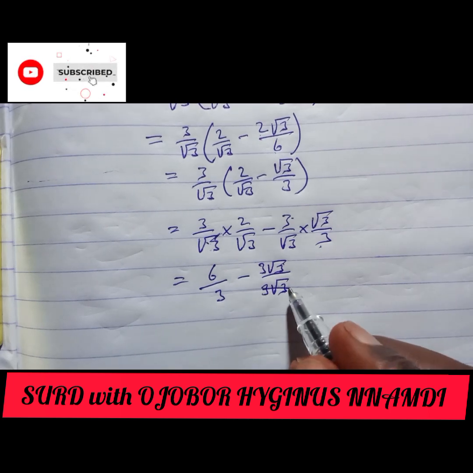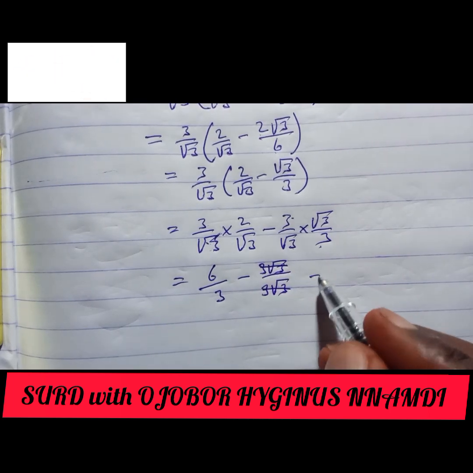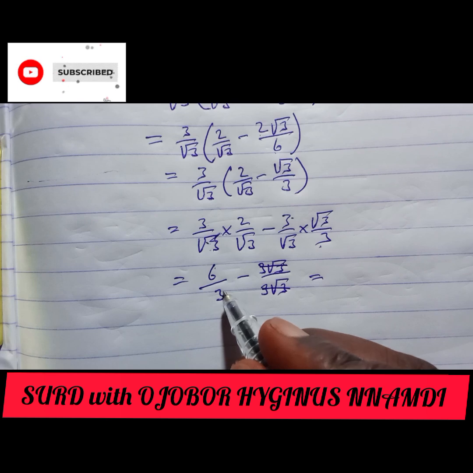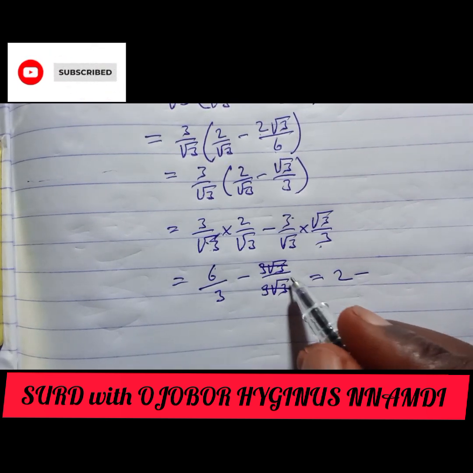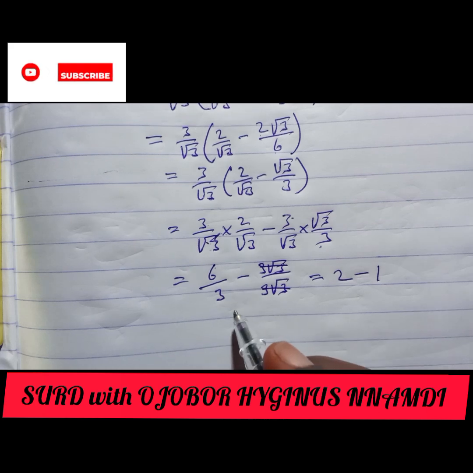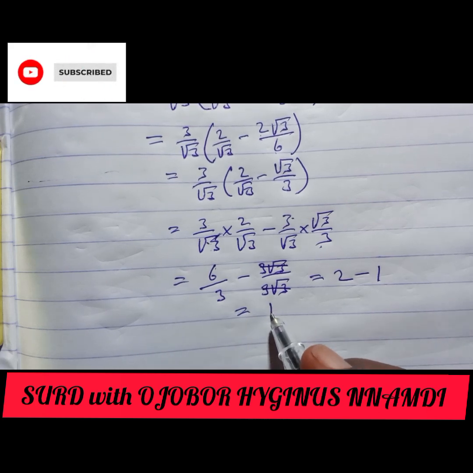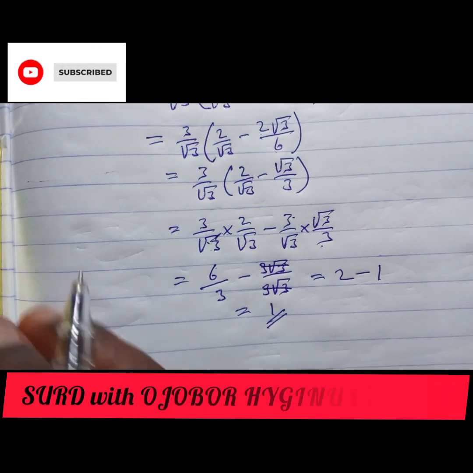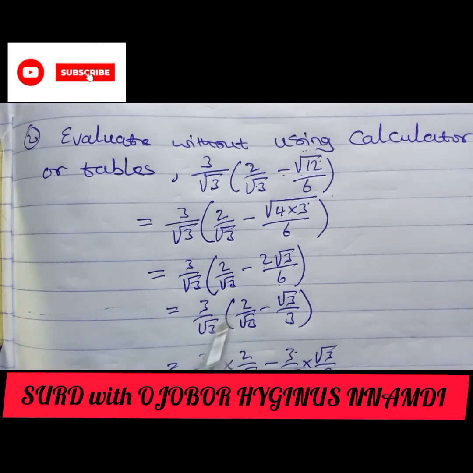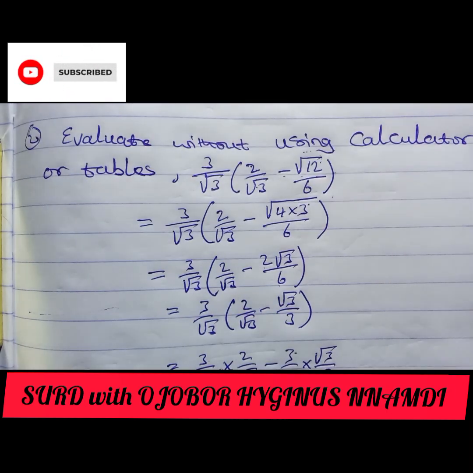And this can actually cancel out this. And that will give us 6 divided by 3. 6 divided by 3 will give you 2. Minus this over this will give you 1. And the answer to this, shockingly, is equal to 1. So, surprisingly, the whole of this expression that we have here has turned out to be just 1.